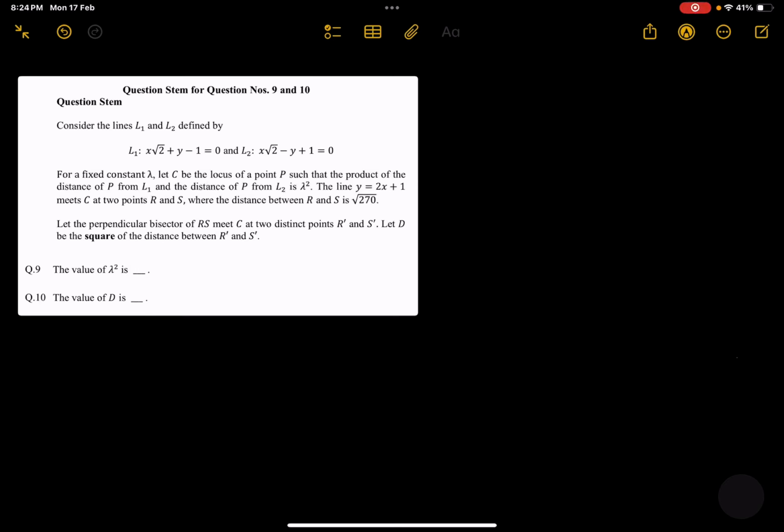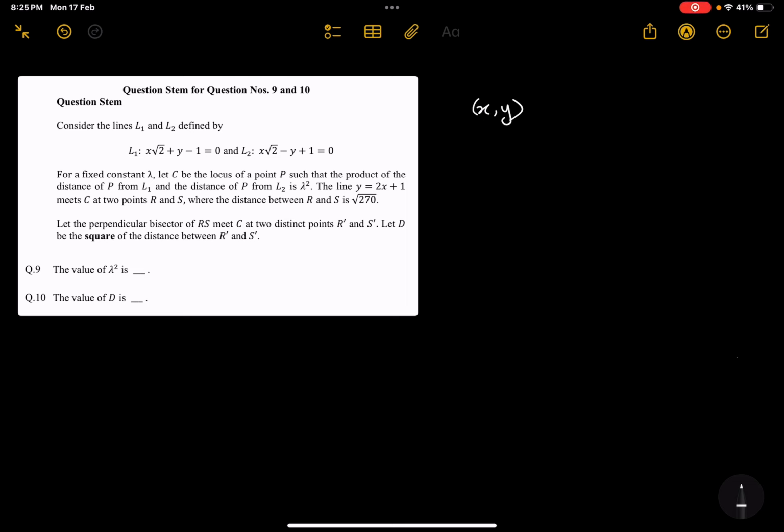So we are given two lines. Actually, it turns out we don't really need the two lines. C is the locus of points P such that the product of the distances of P from L1 and L2 is lambda square. So let the point be x comma y.